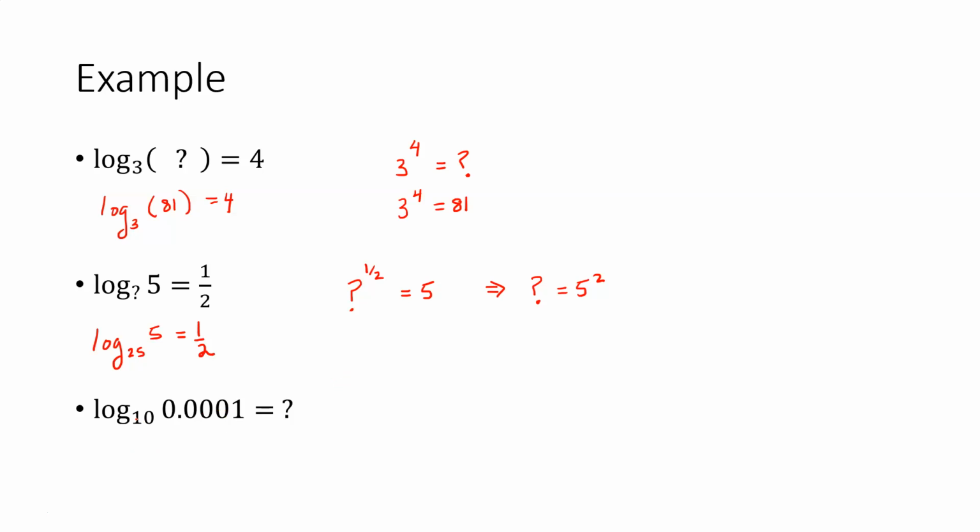And then finally here we're given log base 10 of 0.0001, and we want to figure out what that is equal to. So again, let's think of this in its exponential form. 10 raised to what power is equal to 0.0001. And the idea here is that 0.0001 can of course be written as 10 to the power of -4. And therefore log base 10 of 0.0001 has to equal -4.